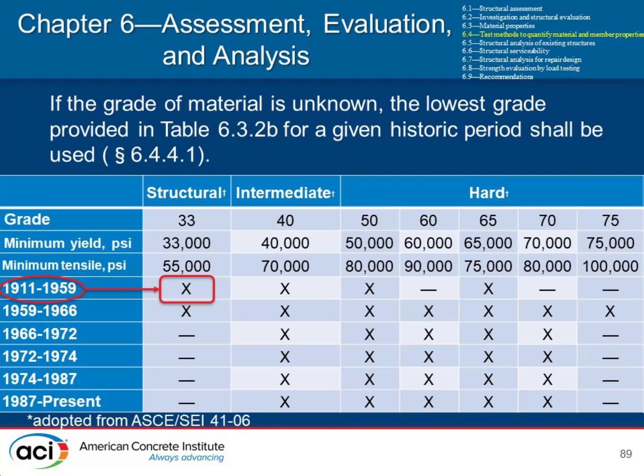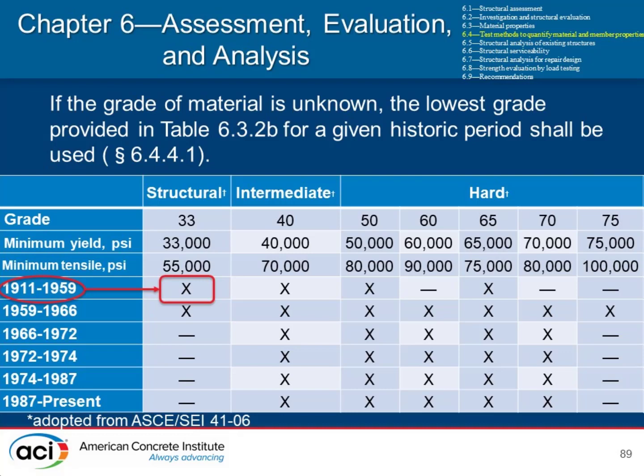If the actual grade is unknown, then the structural grade would be assumed. Let me try that again. If you don't know the grade, then you go into this table and you take the worst grade for the date of construction that you've got. So if the date of construction was between 1911 and 1959, then the worst case would be grade 33 material. It could be grade 65 or better, but you'd be taking the yield strength and minimum tensile strength of 33 KSI and 55 KSI for the grade 33 material.